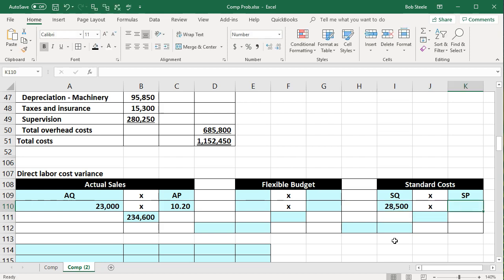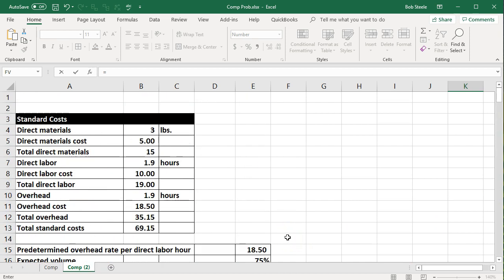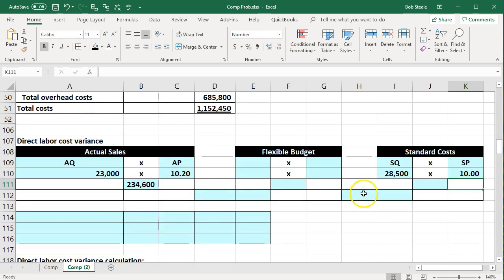And then we're going to go over here to the standard price, and that's going to be equal to, scrolling all the way up top, the standard or budgeted number of the labor. It was the $10. So there we have that, and we can multiply them out as well. We're going to say this equals the 28,500 times the 10.